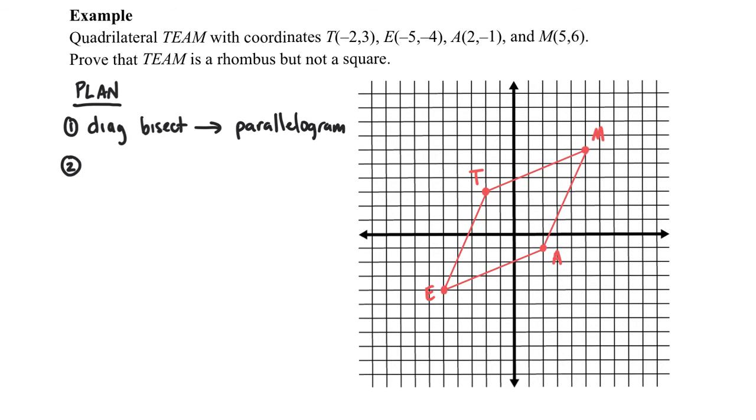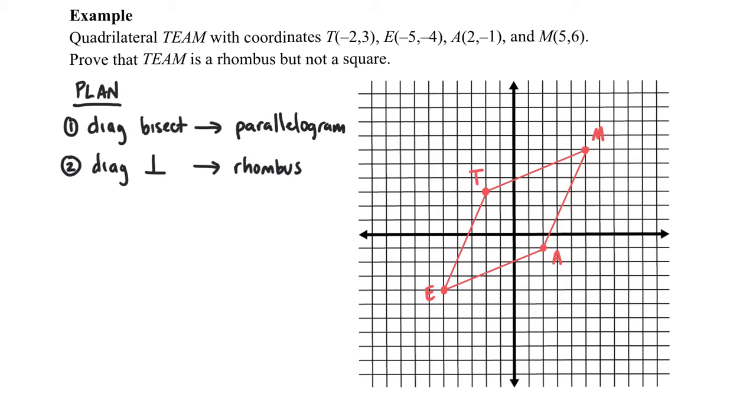Then for rhombus, I find the easiest way. You can either do two consecutive sides and show that they are congruent, or consecutive, remember, it means in a row, or you can show that the diagonals are perpendicular, which involves two slopes. I find that to be the easiest, so I'm going to do diagonals perpendicular to each other. That's going to give me a rhombus.